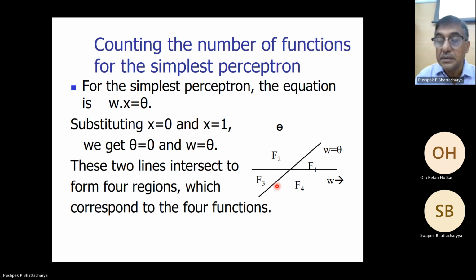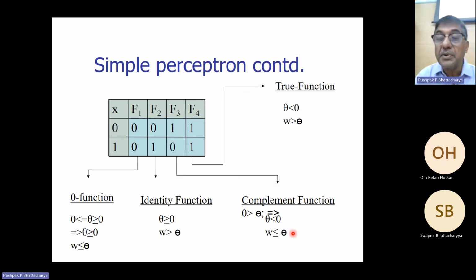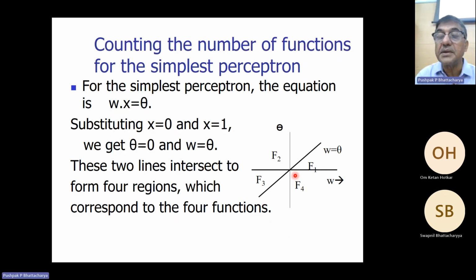F3. W should be less than or equal to theta. I think it is this region, right? Theta should be less than 0 and W should be less than or equal to theta. It is this region, sorry. So this F4 should be F3, make that correction. And F3 should be F4. Okay, so you see, this is what is achieved. Let me make the correction, right.